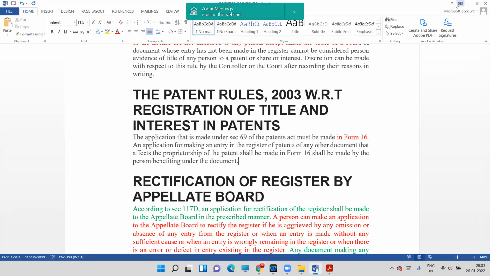Where any person becomes entitled by assignment, transmission, or operation of law to a patent or to a share in a patent, or becomes entitled as mortgagee, licensee or otherwise to any other interest in a patent, he shall apply in writing in the prescribed manner to the Controller for the registration of his title, or as the case may be, of the notice of his interest in the register. Okay, समझ में आ रहा है?